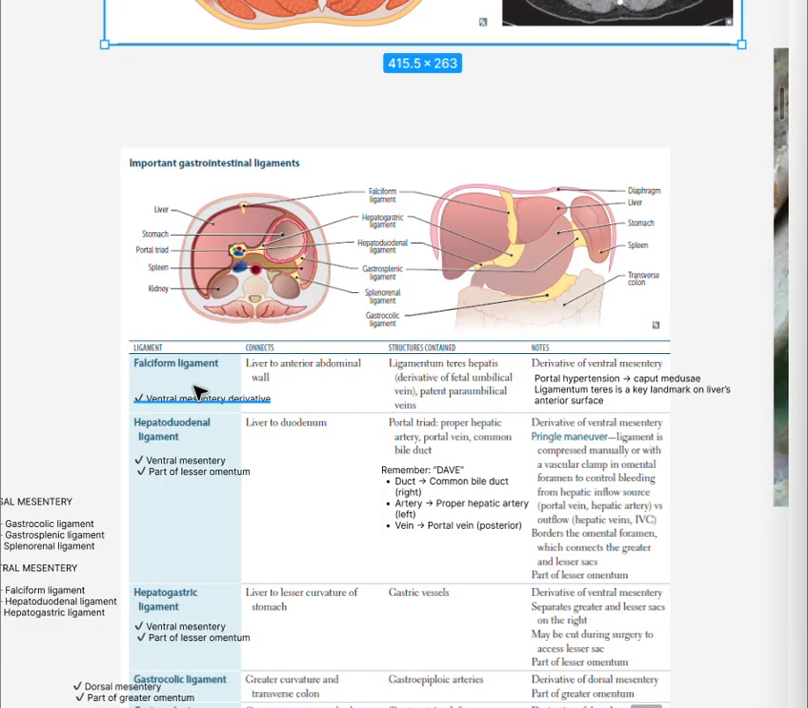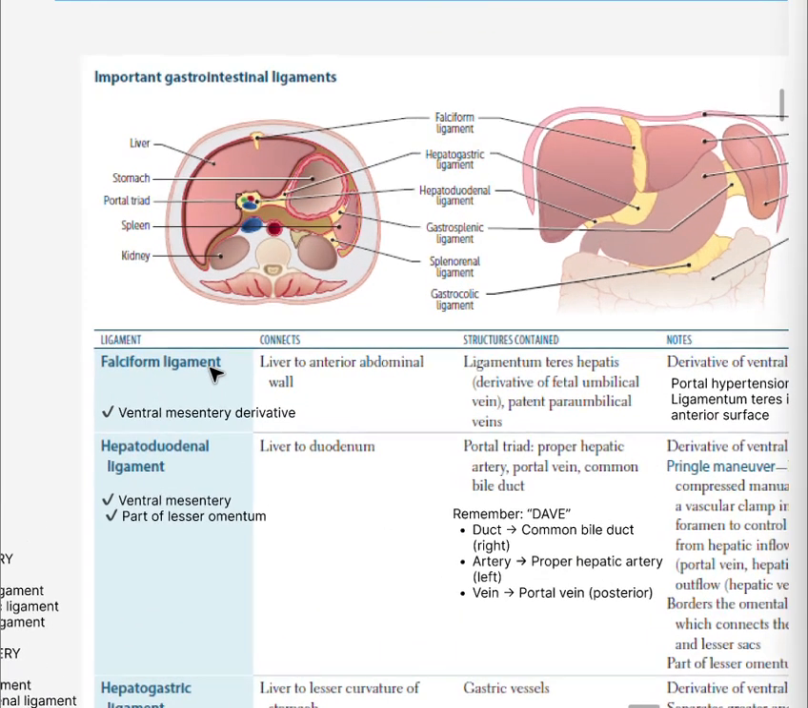So if you can appreciate these, we can move on and study a bit about the ligaments. Now the first ligament is the falciform ligament. Remember I told you a little bit about the falciform ligament? Let me pause here and show you that.